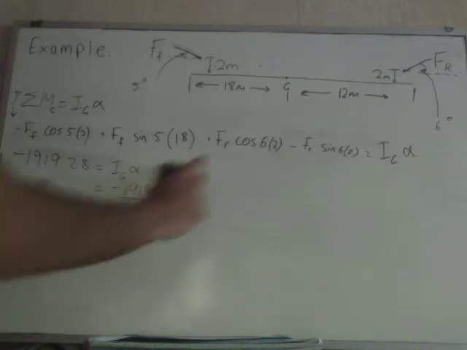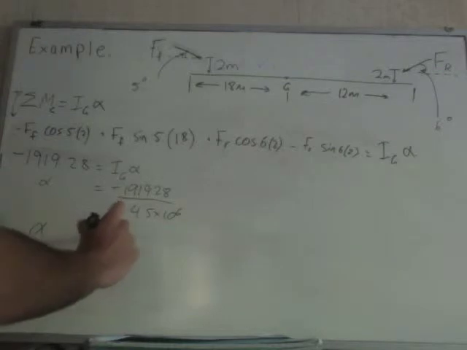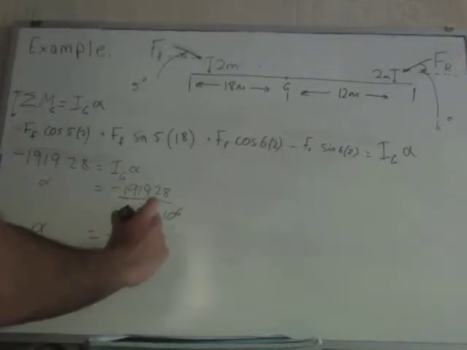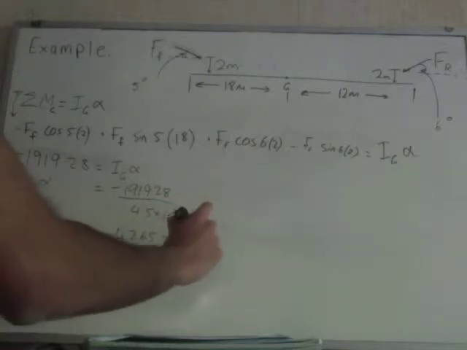This gives us an answer of roughly minus 4.265 times 10 to the minus 4 radians per second squared, i.e. the angular acceleration of the body around point G is around minus 4 times 10 to the minus 4 radians per second squared.